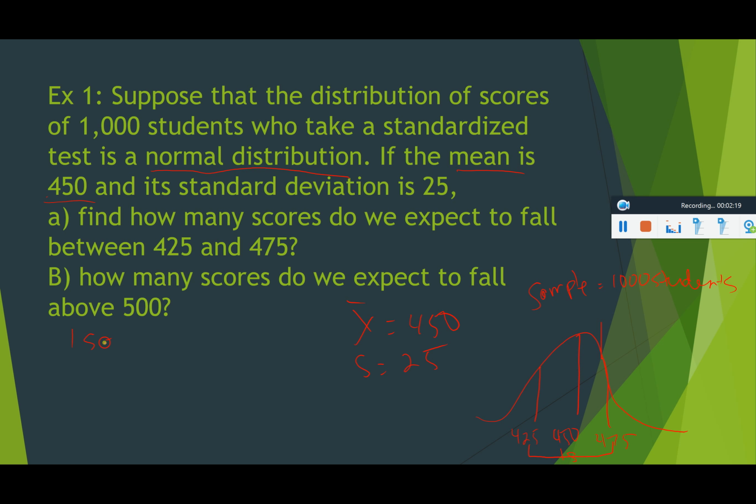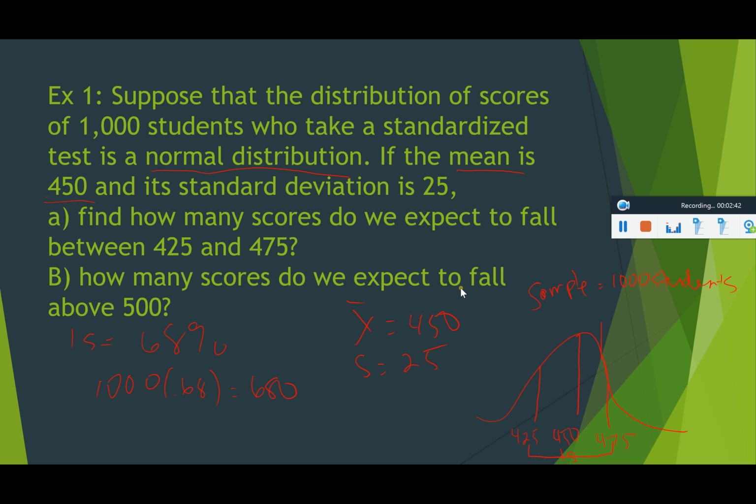So we said one standard deviation was 68%. So how many scores? Well, if there are 1,000 students and 68% of them fall between those scores, we multiply by 0.68, changing it to a decimal, and that would be 680 students. So 680 students fall between 425 and 475.